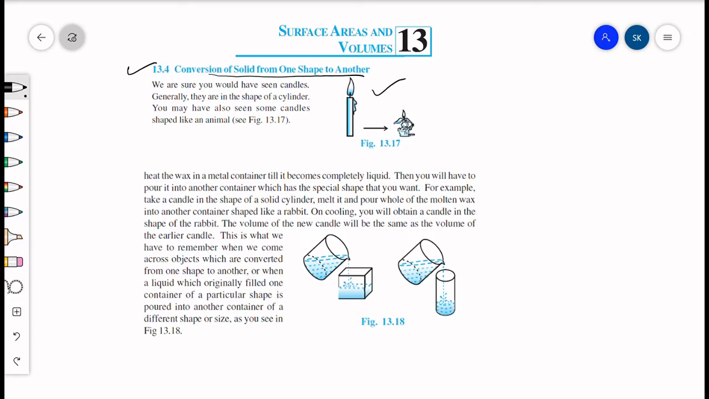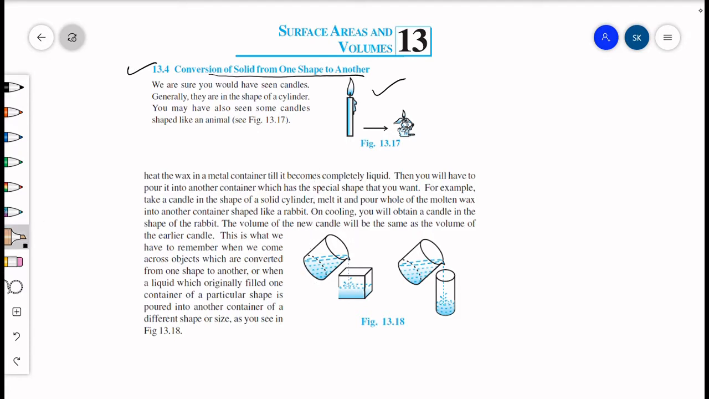Suppose here this is a candle and you can see it is in the form of a cylinder. So if you heat this candle, the wax will melt, and now you can pour this wax in any mold of your choice. So you pour it here. Suppose you want a cube or cuboid or any flower shape, animal shape of your choice. So volume before and after molding will be same.